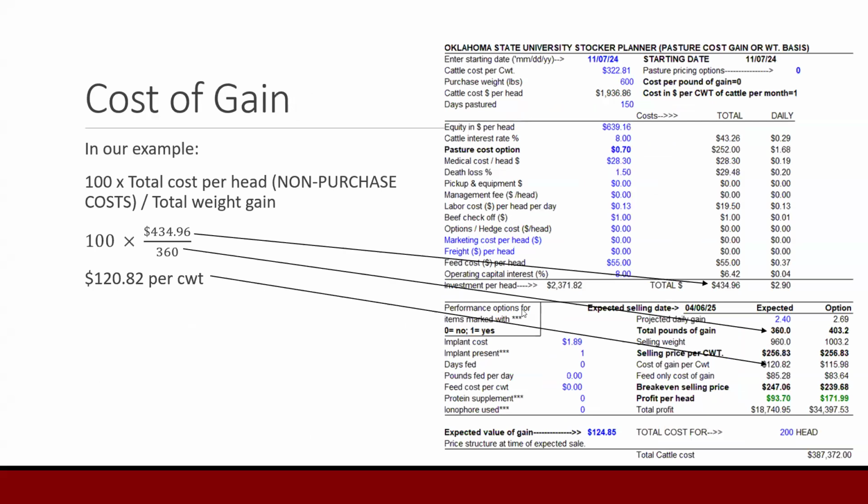Okay. Then cost of gain. It is the total cost, not including purchase price, divided by the total weight gain. So in this example, 434.96 divided by 360 because they gained 360 pounds. So that's $120 per hundredweight. There's our cost of gain.